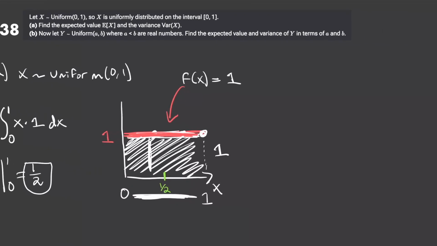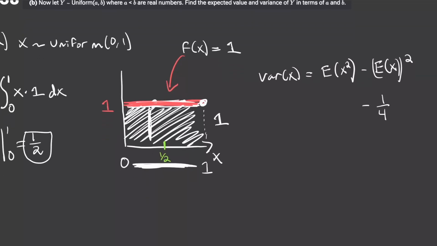Okay, so now for the variance of x, we've already shown that this is equal to the expected value of x squared, the second moment of x, minus the expected value of x all squared, like this. We've already calculated the expected value of x. That's just going to be equal to 1/2 squared. So that's going to be 1/4 right here.